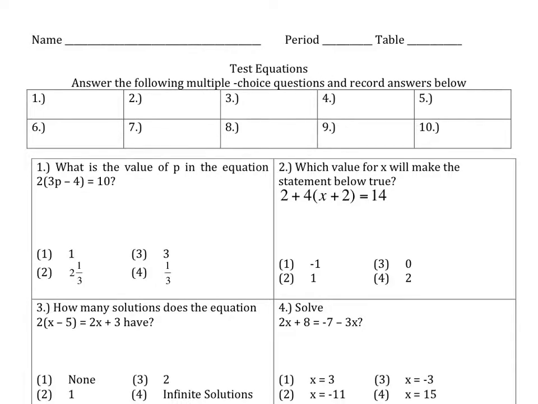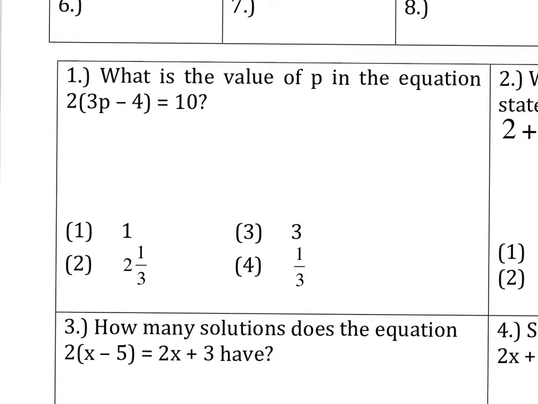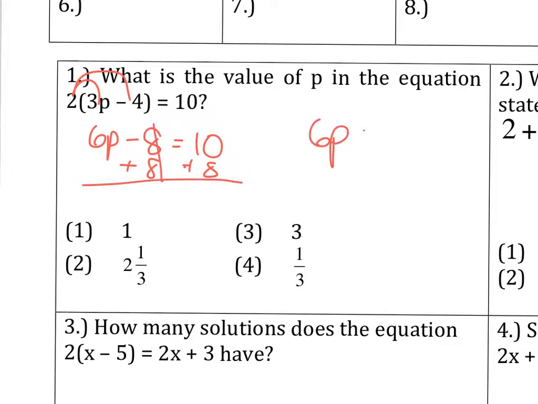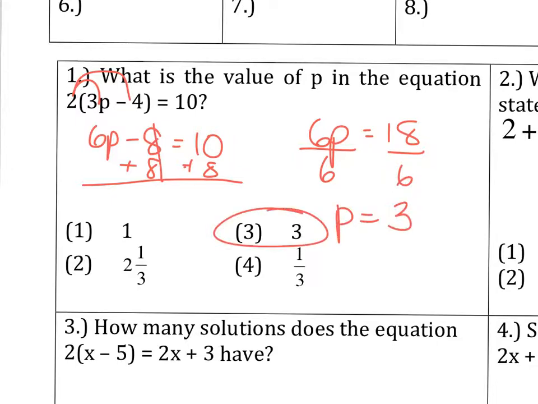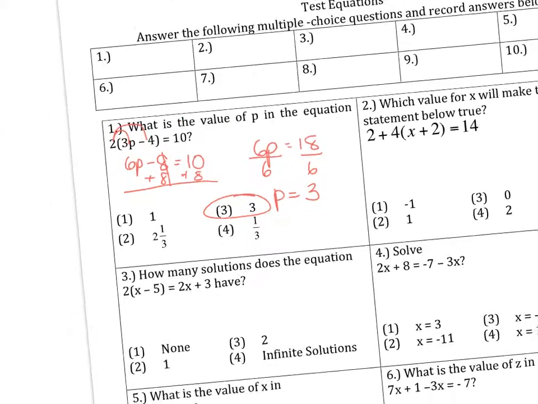Number one, let's zoom in. Okay, so we're going to distribute 6p, distribute -8 equals 10. I'm going to add 8 to both sides. So I'm going to get 6p equals 18, divide by 6, p equals 3. Choice number 3.